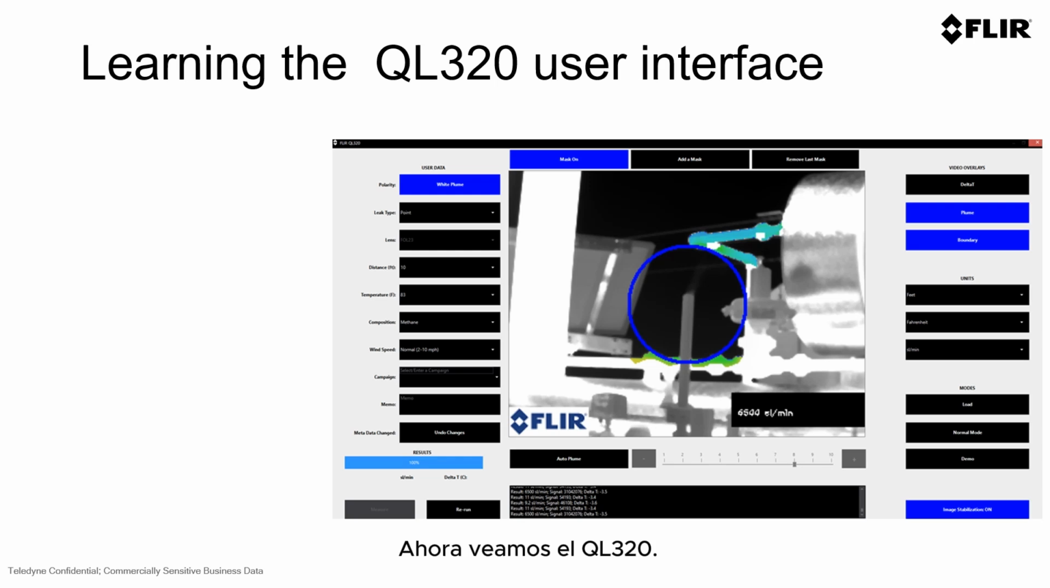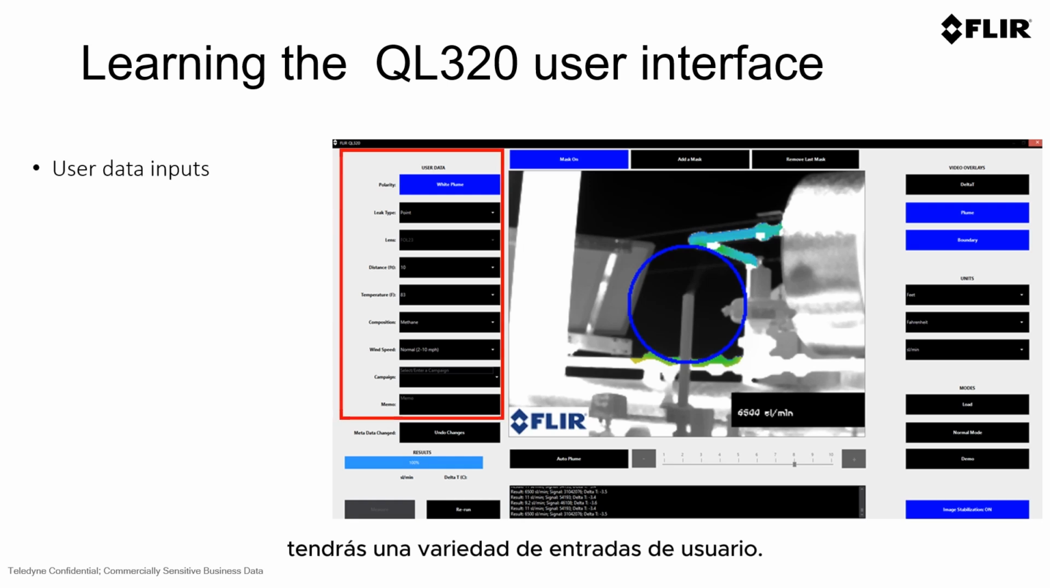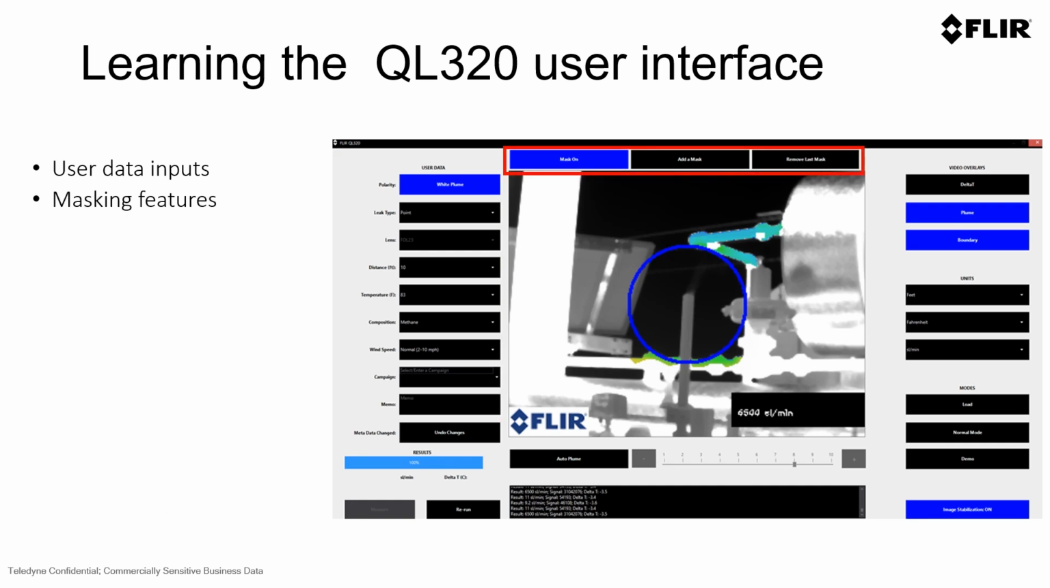Now, let's look at the QL320. How does it work and what features are involved? If you're using the QL320, you will have a variety of user inputs. These are also available in the Q mode feature, in the GF series and G series cameras, as well as in QOGI in camera with the new G series camera. You do have masking features in the QL320 which are available either tethered or for use in the Q mode processing or post-processing feature of the QL320.